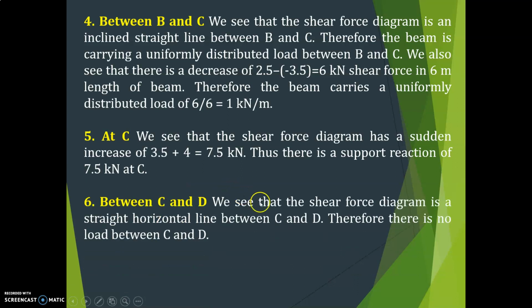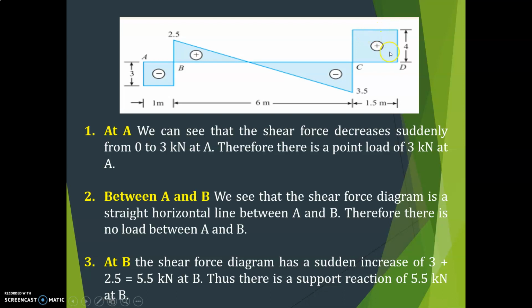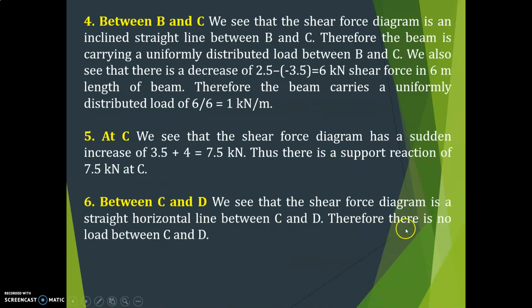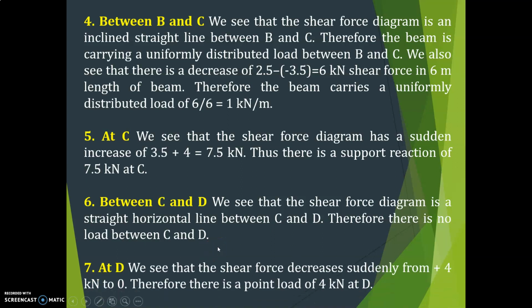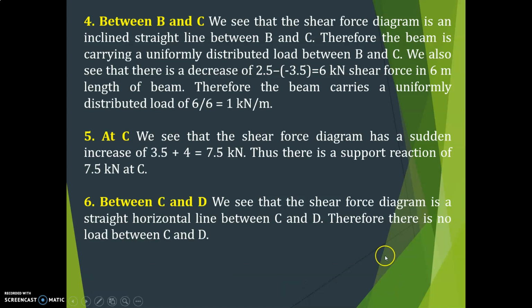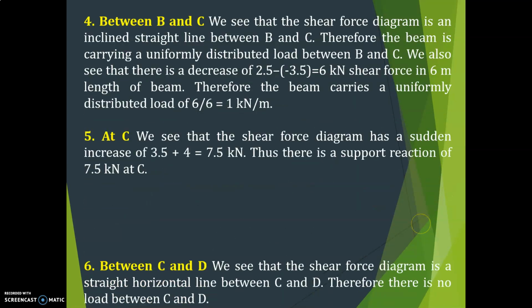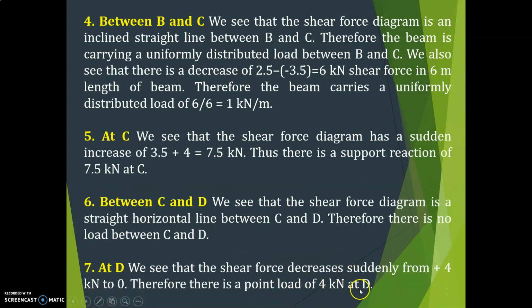Next, between C and D there is nothing. Here you can see a straight horizontal line and it looks like a rectangle. So there is no loading between C and D. Then at D we can see the shear force decreases suddenly from 4 to 0. This means there is a point load of 4 kilonewton acting at D.